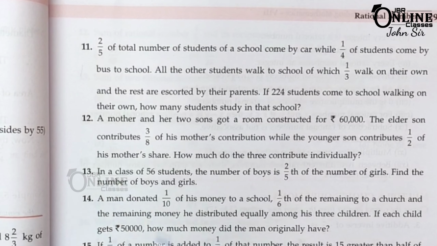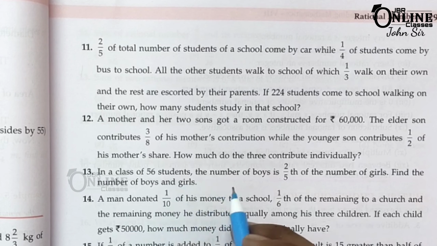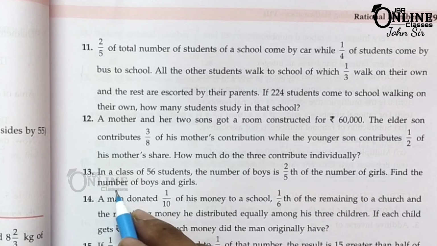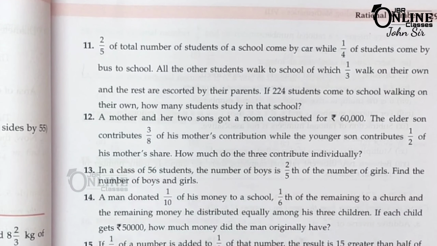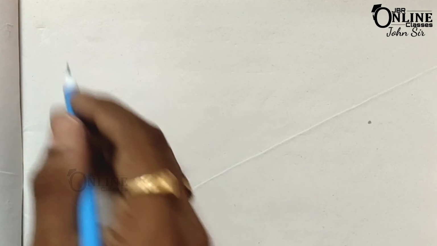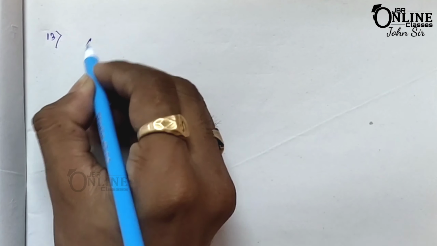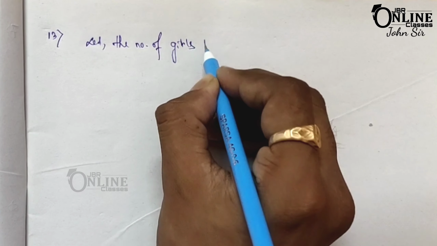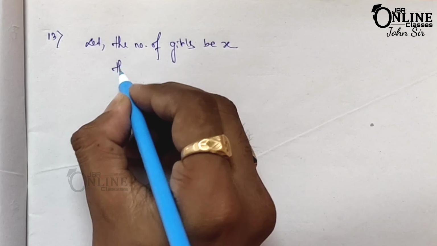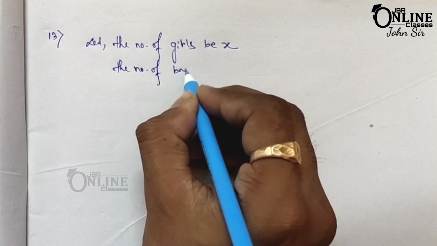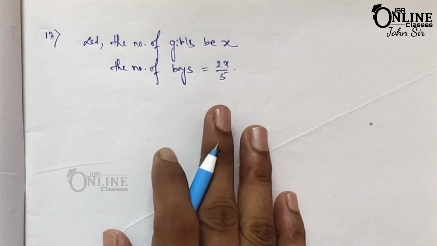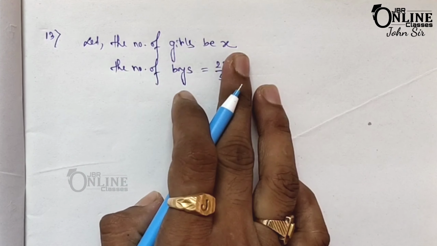Now next, number 13. In a class of 56 students, the number of boys is 2/5 of the number of girls. Find the number of boys and girls. Okay, so the number of boys equals 2/5 of the number of girls. So let the number of girls be x, then the number of boys equals 2/5 of that, that means 2x by 5. So the number of boys equals 2x by 5 and the number of girls equals x.